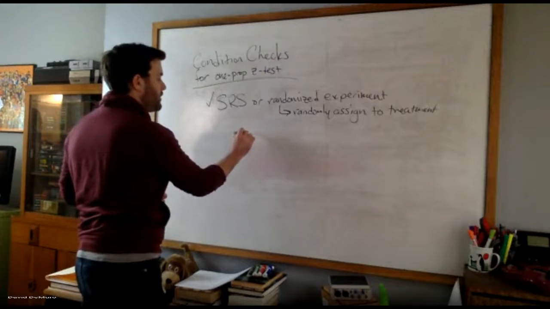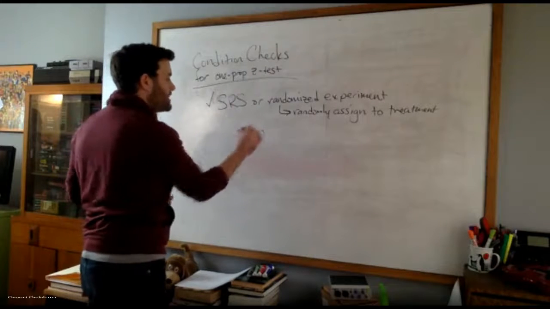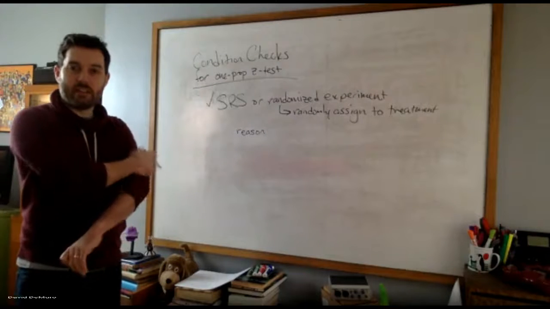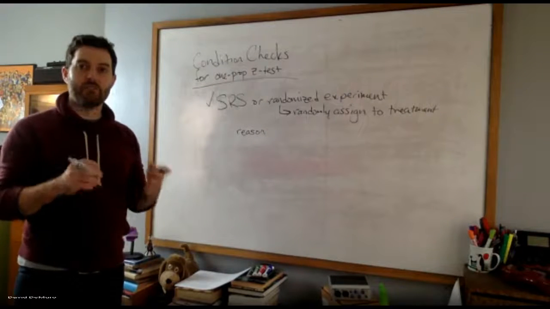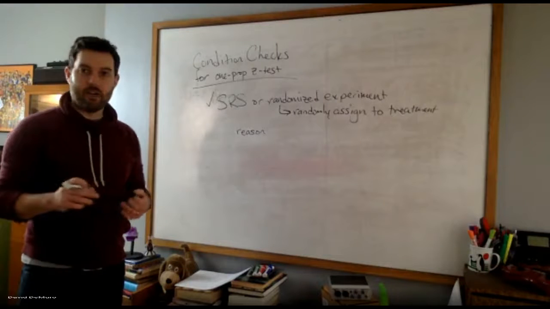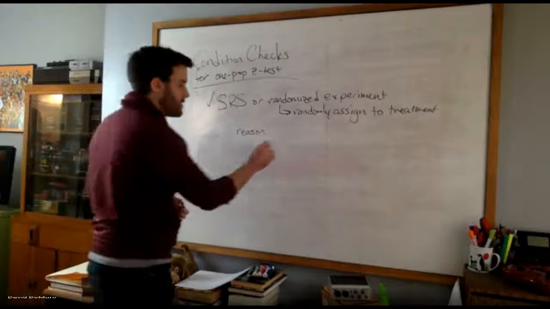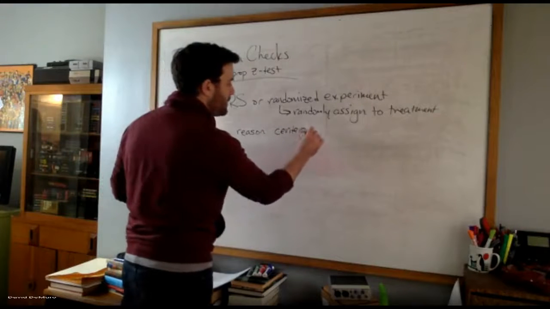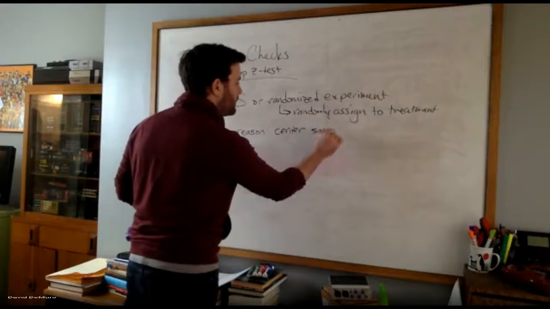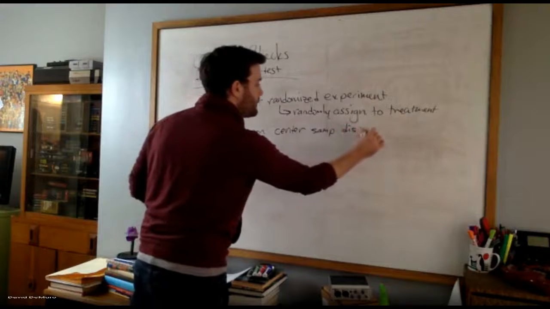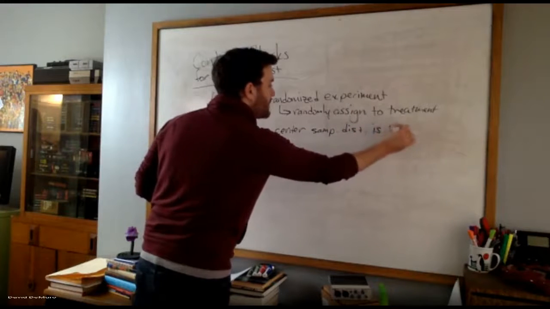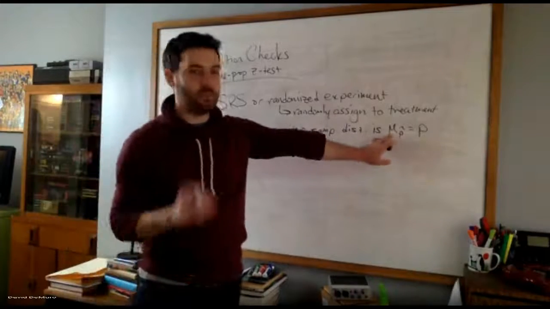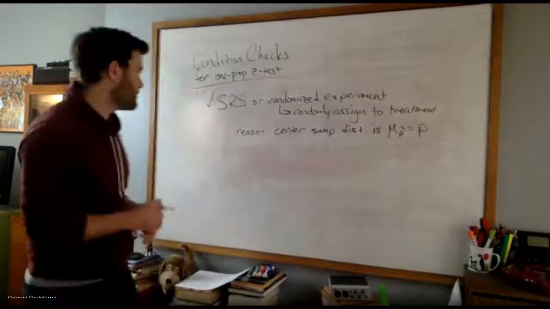The reason that this condition check needs to be met is that's what allows us to know that we have an unbiased sample and that our estimate is unbiased. So that would center the sampling distribution at the true proportion. Knowing we have a random sample is what lets us know that the mean of p hat is actually p, like it's supposed to be.